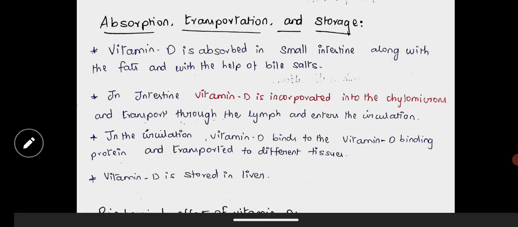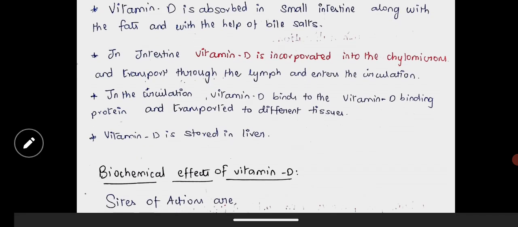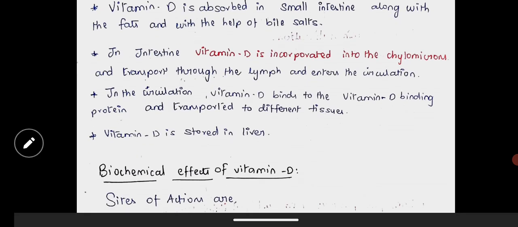In the intestine, vitamin D is incorporated into the chylomicron, the same way vitamin A is transported in the circulation. Vitamin D binds to the vitamin D binding protein, like the retinol binding protein, and is transported to different tissues. Vitamin D is stored in the liver, the same way vitamin A is stored in the liver as retinol palmitate, we saw, right?